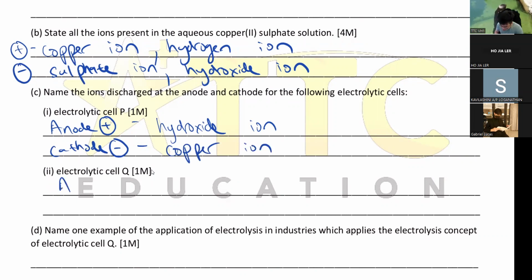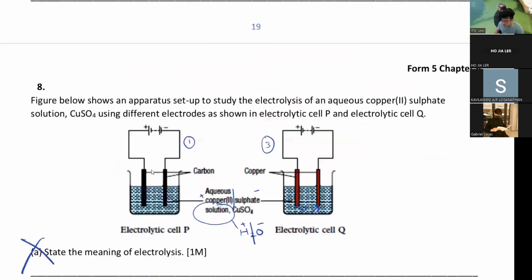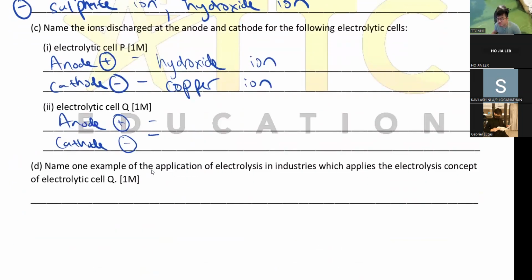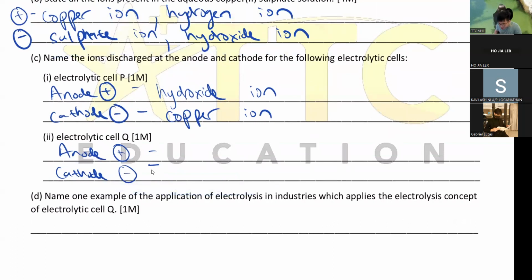And electrolytic cell Q, anode, positive, cathode, negative. So which girl will be chosen for situation 3? Come, test your memory. Which girl will be chosen? This is situation 3. Think properly. Right? Situation 1, we choose the lowest girl. Situation 2, we choose the slightly higher girl. What about situation 3? No. Copper is here. I'm talking about the girls. You see why I want you to write down now?